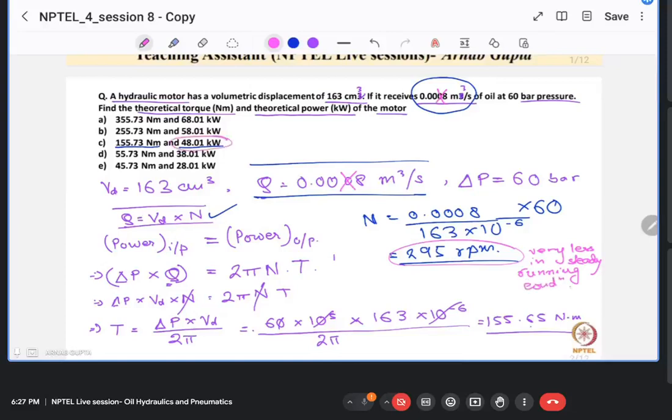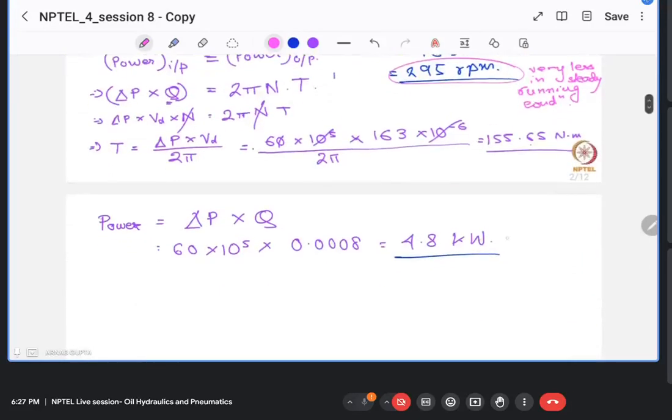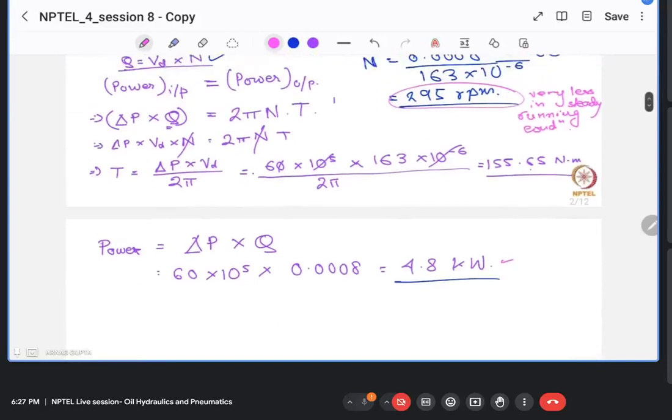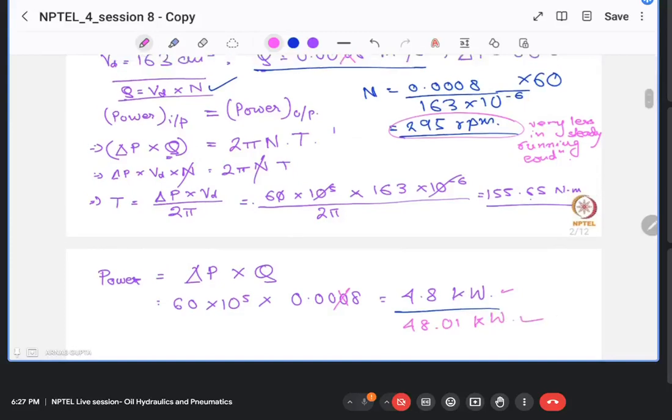So this power range is correct, but what we got, this is less. Again, I'm saying it is under steady running conditions. So as soon as we reduce this, we'll get 48.01 or 48 kilowatt. So then this option would be correct.